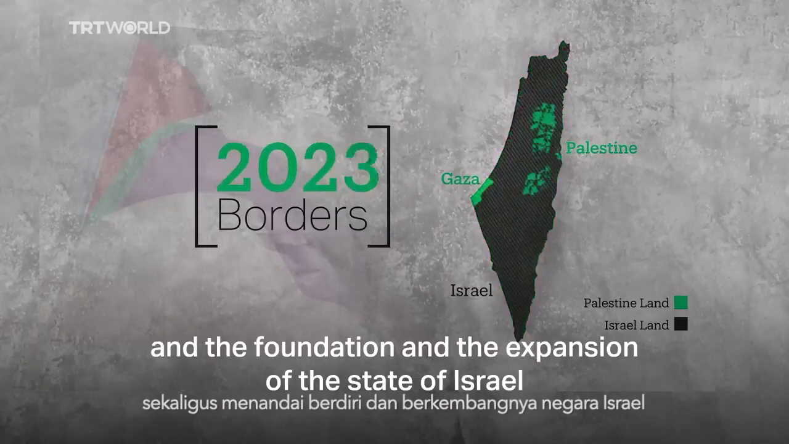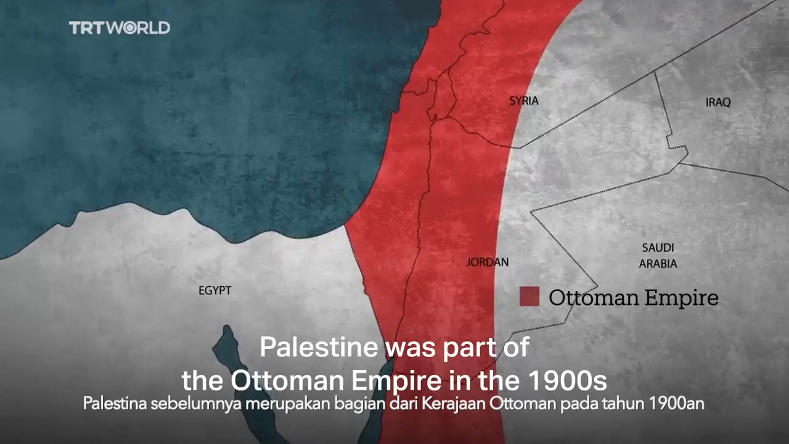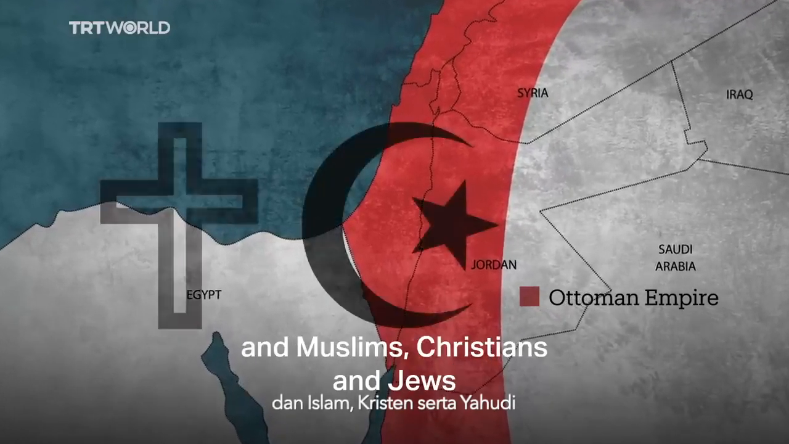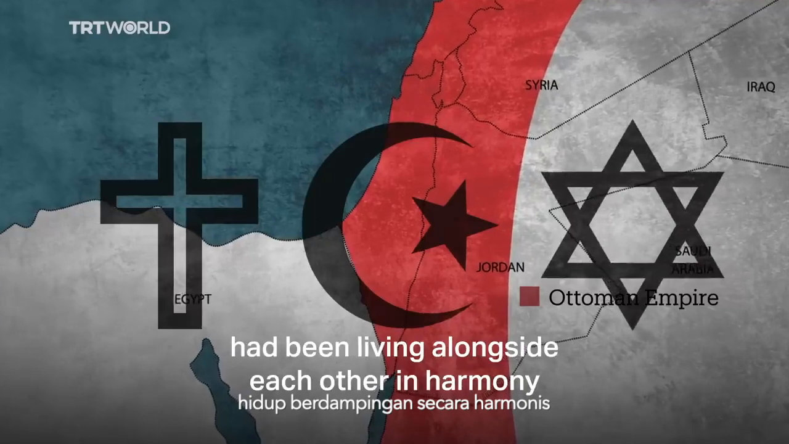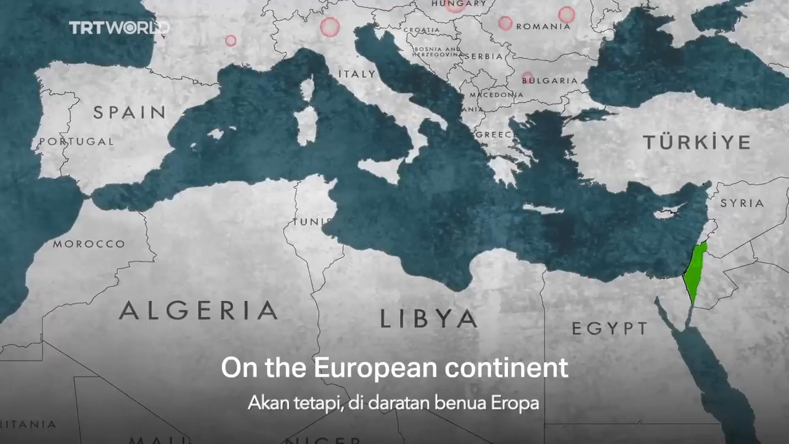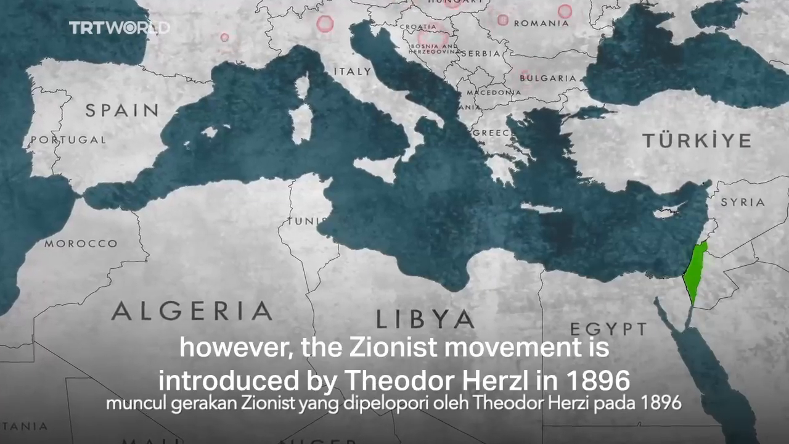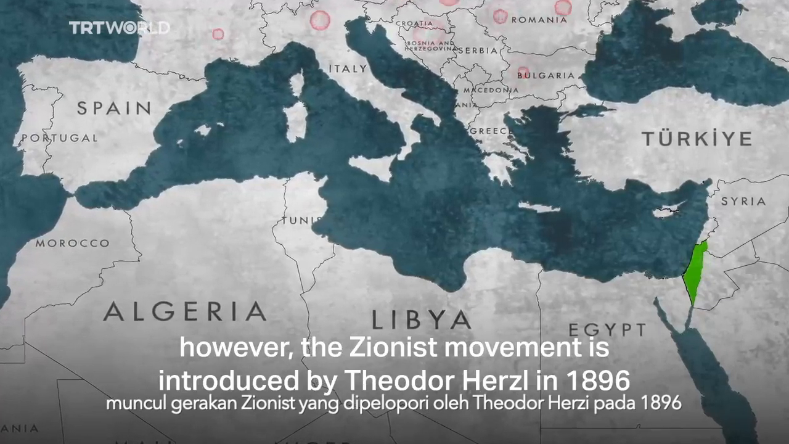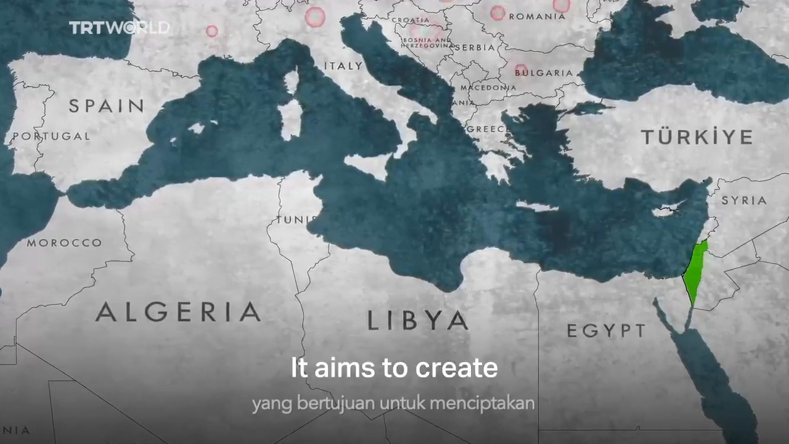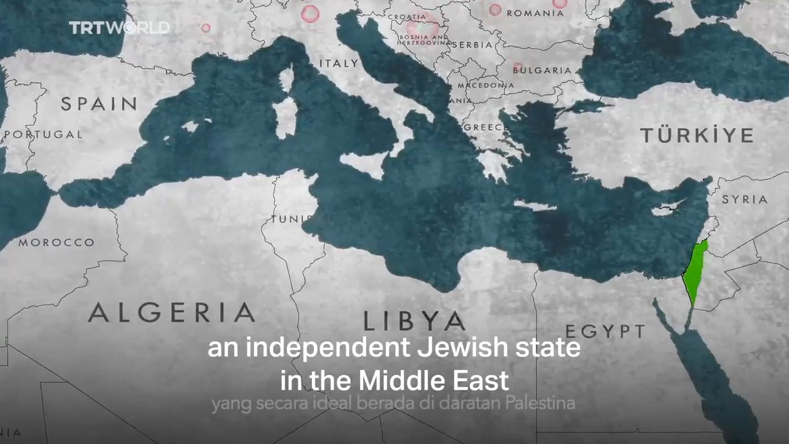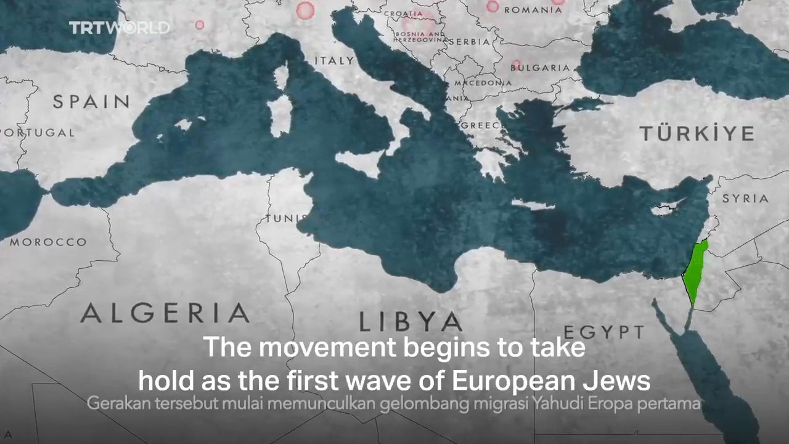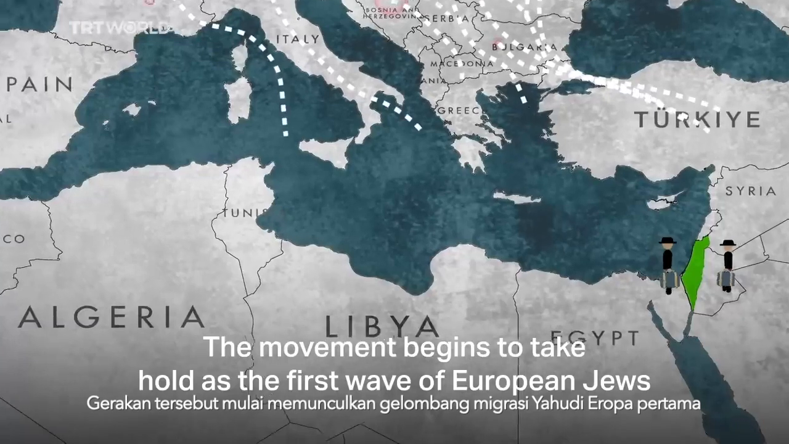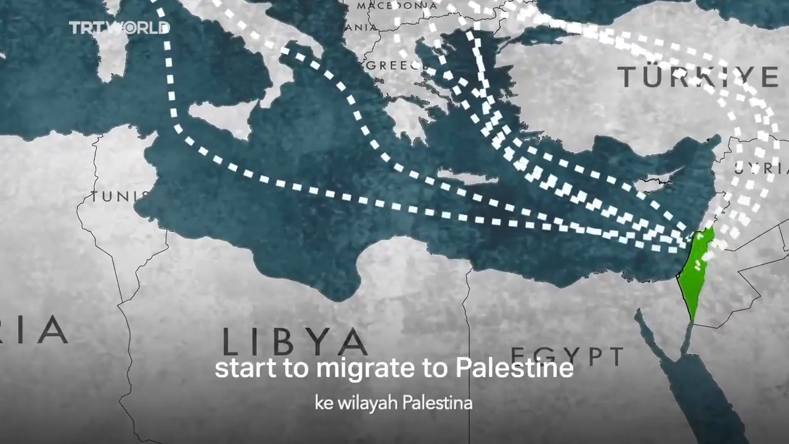the State of Israel. Palestine was part of the Ottoman Empire in the 1900s, and Muslims, Christians, and Jews had been living alongside each other in harmony. On the European continent, however, the Zionist movement is introduced by Theodor Herzl in 1896. It aims to create an independent Jewish state in the Middle East, ideally on Palestinian land. The movement begins to take hold as the first wave of European Jews start to migrate to Palestine.